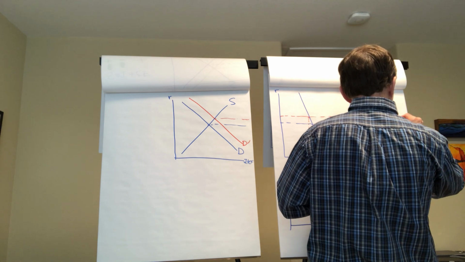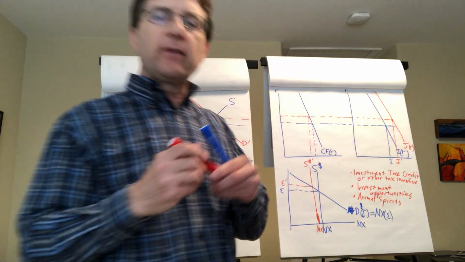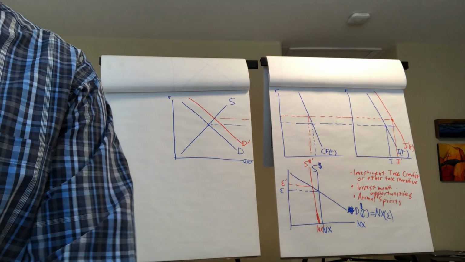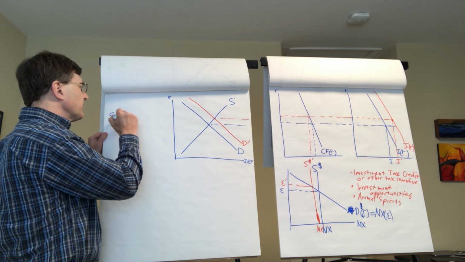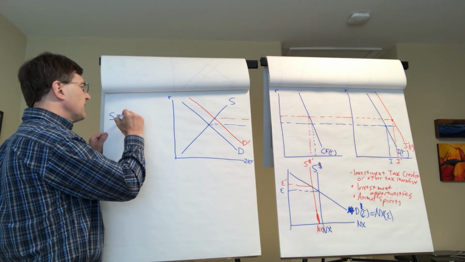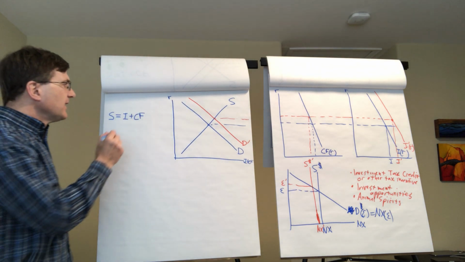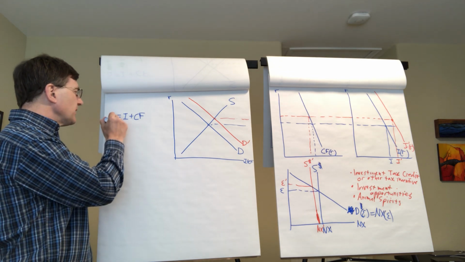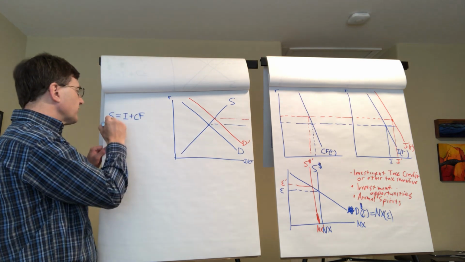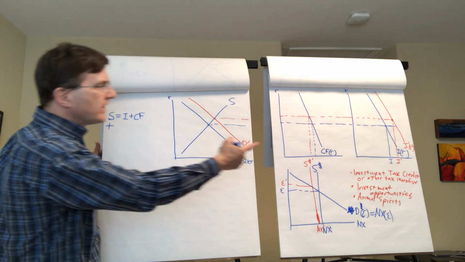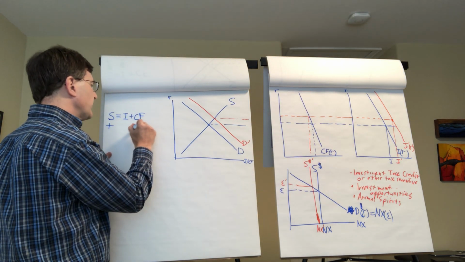But did I draw it correctly, or could it be drawn a different way? We actually have a very similar question to the one we had before, and we'll go back to the very same equation here. Quantity of saving equals quantity of investment plus quantity of capital flow. Let's see what happens to these. Well, we can see that the quantity of saving goes up. We can see that the quantity of capital flow goes down, or is reduced.